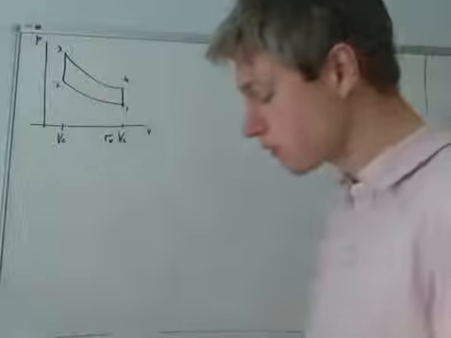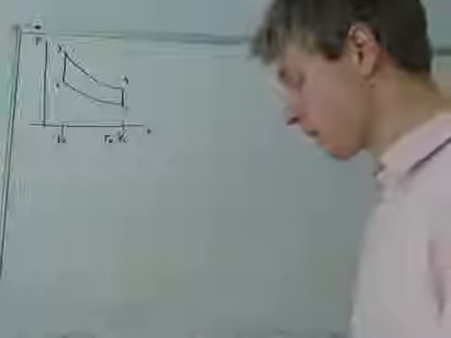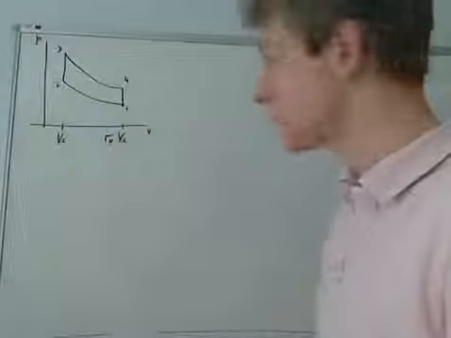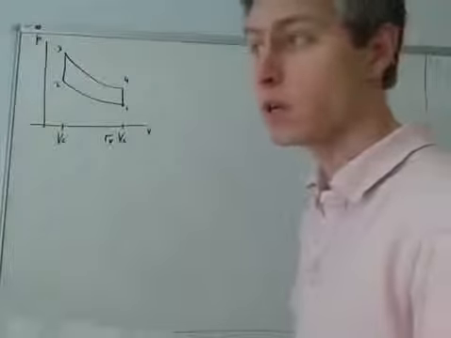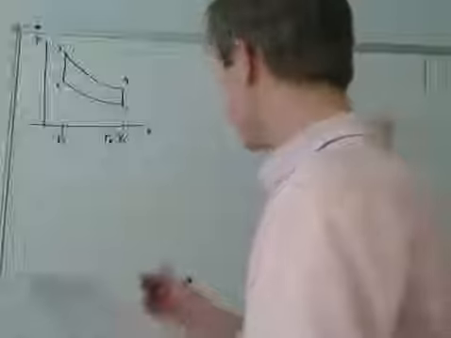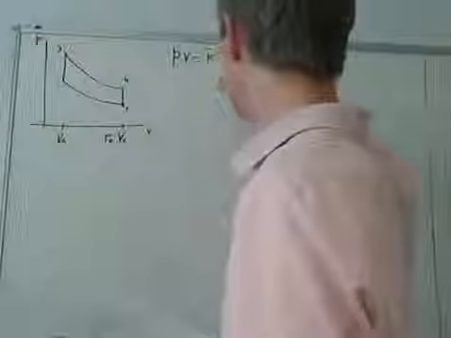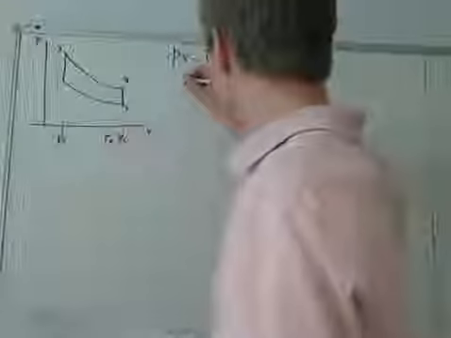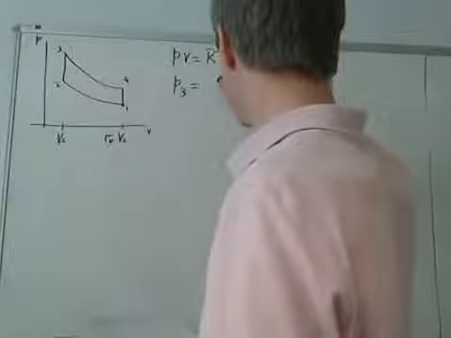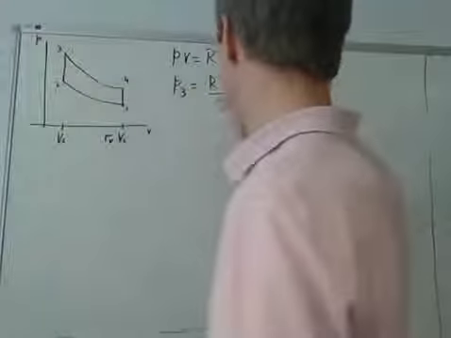So we know something about the temperatures going around the cycle, but now we want to know something about the pressures going around the cycle. We can use either isentropic relations to get this, or, since we already know the temperatures, having deduced them using isentropic relations, we can now use the ideal gas law. And what that tells us is that PV equals RT. And in particular we can say that P3 is equal to RT3 over the volume at point 3, which is VC.